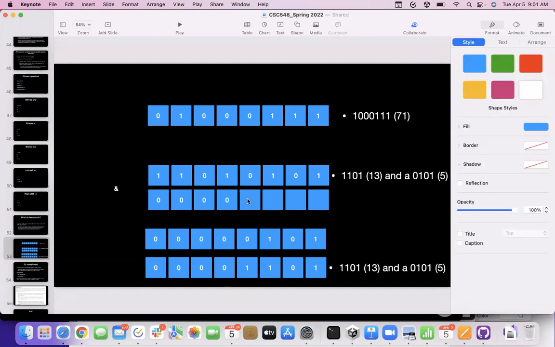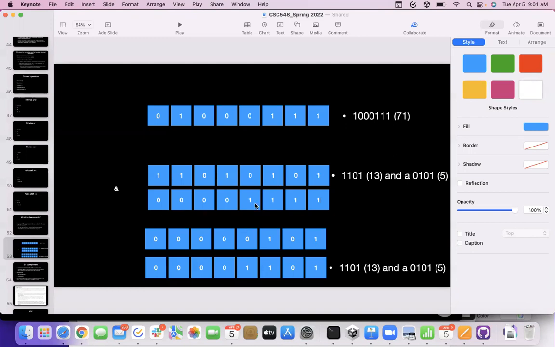Ones. Okay, so if I put ones in here, a 1 and a 0 is a 0. A 1 and a 1 is a 1. A 1 and a 0 is a 0. A 1 and a 1 is a 1. So bitwise ANDing with ones maintains whatever the original guy was.